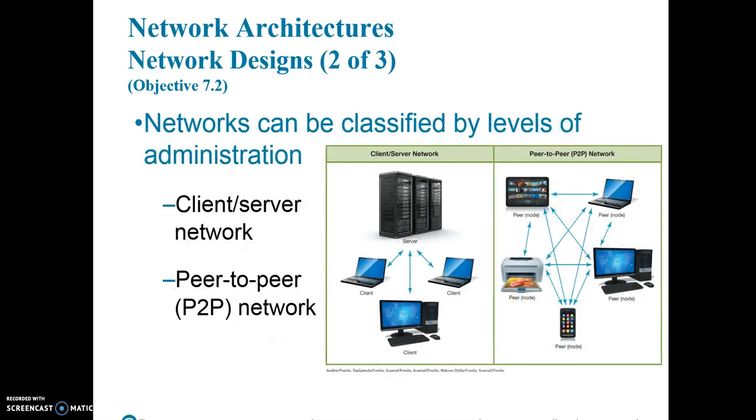All right, continuing on here with network architecture. We can also classify networks by their levels of administration. Like I talked about earlier, we have client-server networks and peer-to-peer networks. In client-server networks, a client is the computer on which your users accomplish tasks and make requests of the server. The server is the computer that provides information or resources to the client computers.